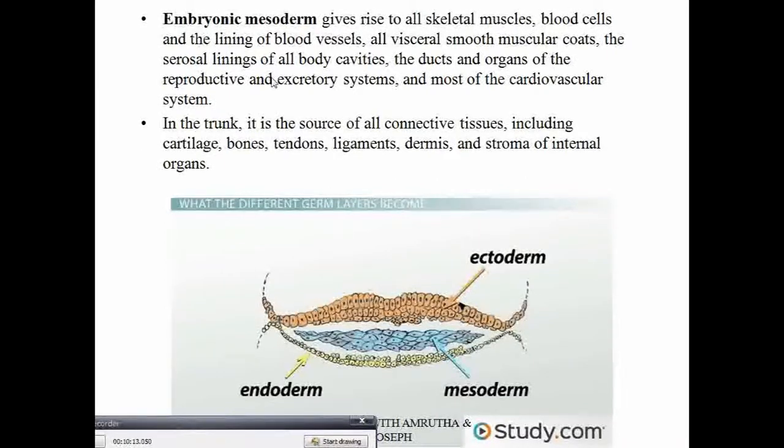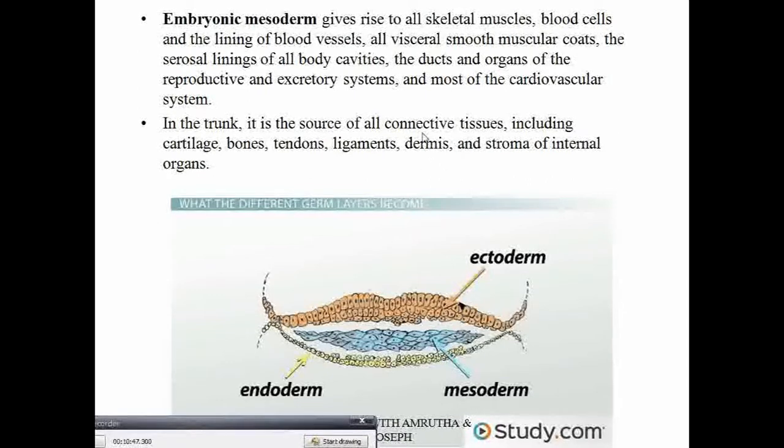ducts and organs of reproductive and excretory system. Ducts of reproductive system like fallopian tube, vas deferens, ducts of excretory system like ureter, and most of the cardiovascular system. So the heart and the vessels. Now in the trunk, it is the source of all connective tissue, including cartilage, bones, tendons, ligaments, dermis. Dermis is a part of the skin, stroma of the internal organs.